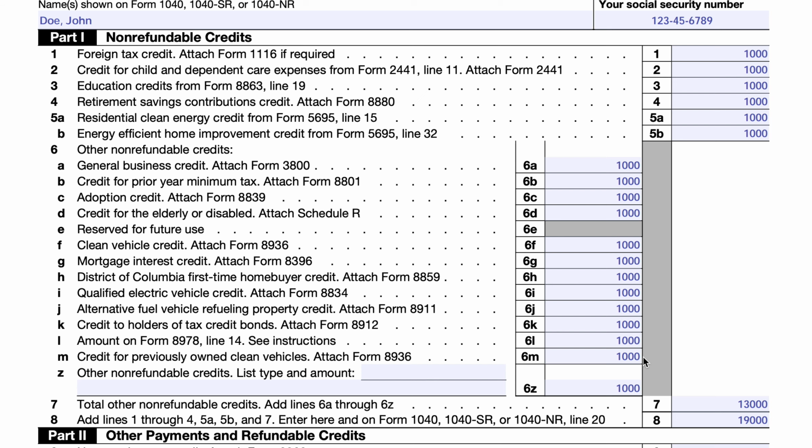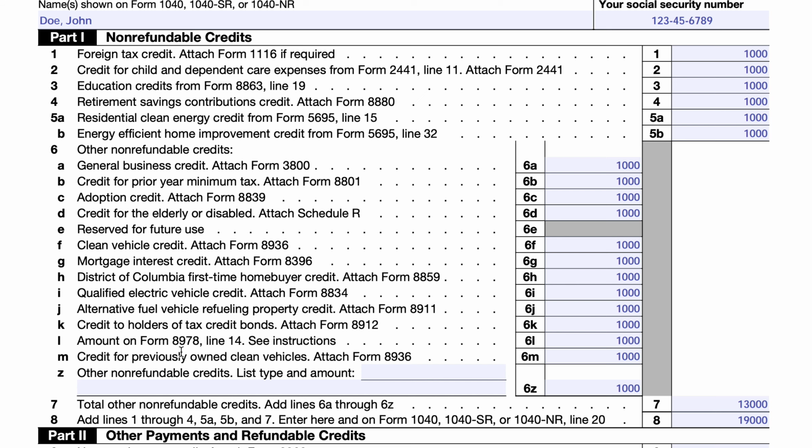Other non-refundable credits. So if there are any non-refundable credits that aren't reported elsewhere on your tax return, you would enter them here. You would list the type of credit and how much it was. So the instructions don't give any specific examples. So I just put $1,000, but you would have to come up with whatever that credit is under the tax code and then how much that credit is worth.